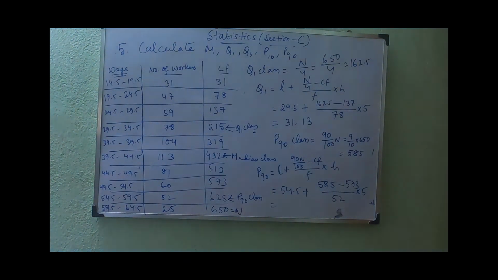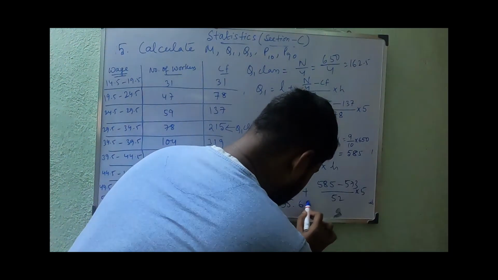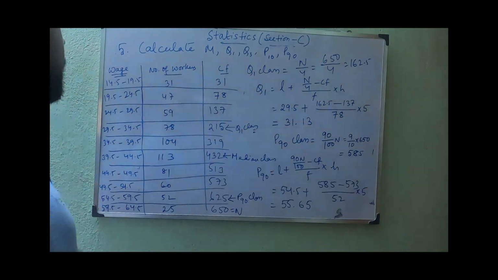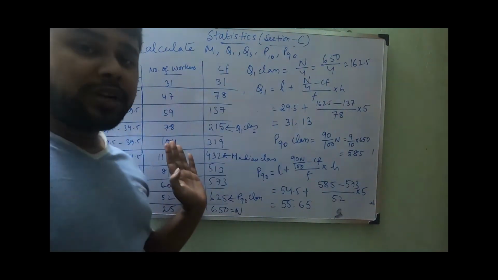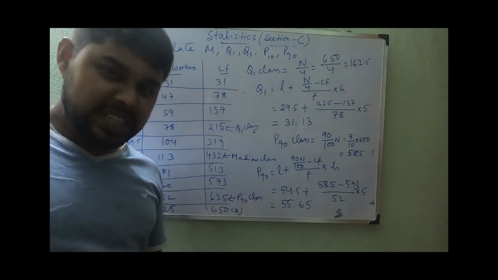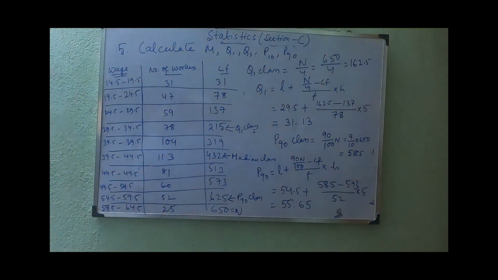Your answer is supposed to come 55.65. Fine. So that is your grouped data. So that is how to calculate median, quartiles, percentiles, or in case deciles of grouped data. Now there are a few other questions. Now I am just doing it.